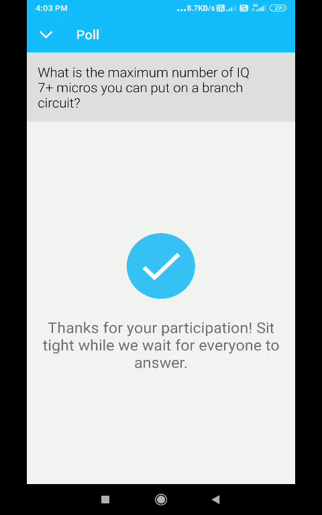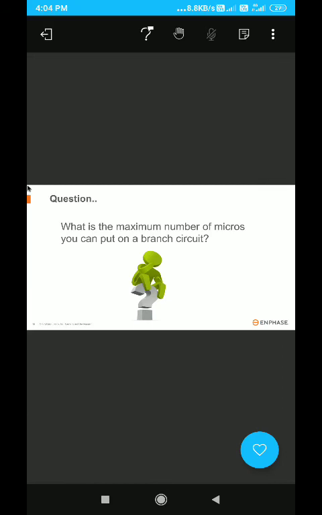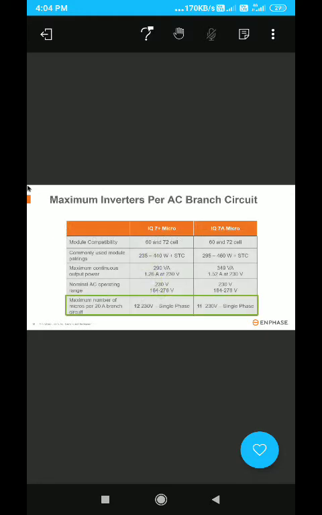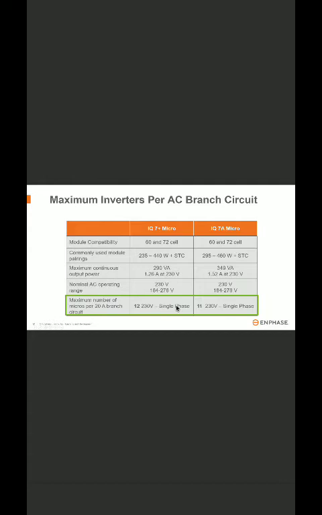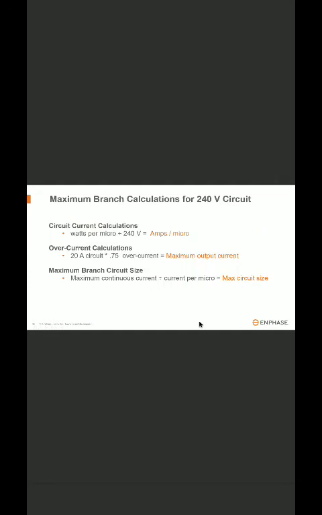Okay, another 5 seconds. All right. Most of you got it absolutely correct. So let's see how this number comes up. We know that for the IQ7 we can have about 12 microinverters in one branch circuit. In terms of IQ7, we have 12. In terms of IQ7A, which will be coming, we have 11. So let's see how these numbers come up.